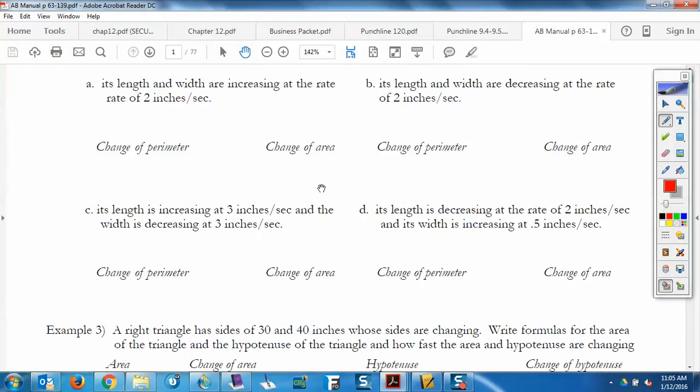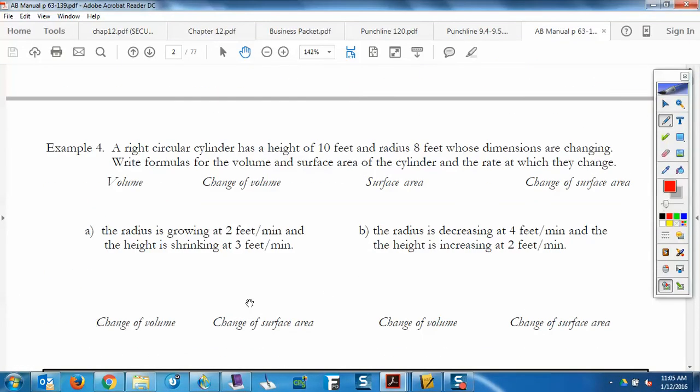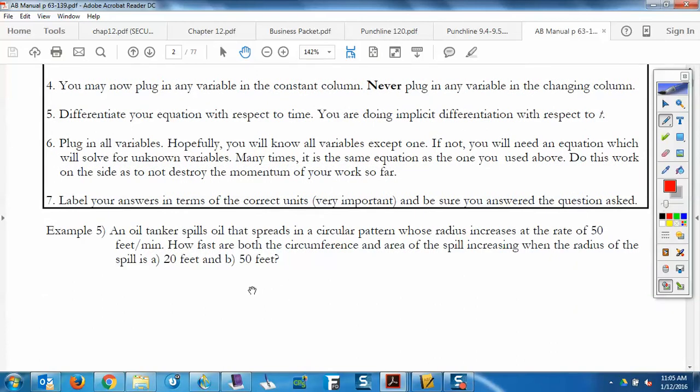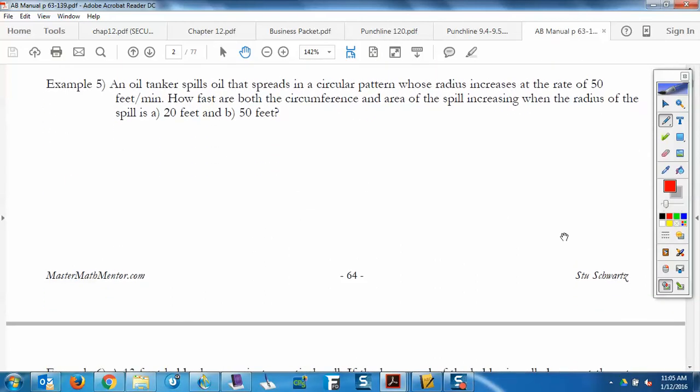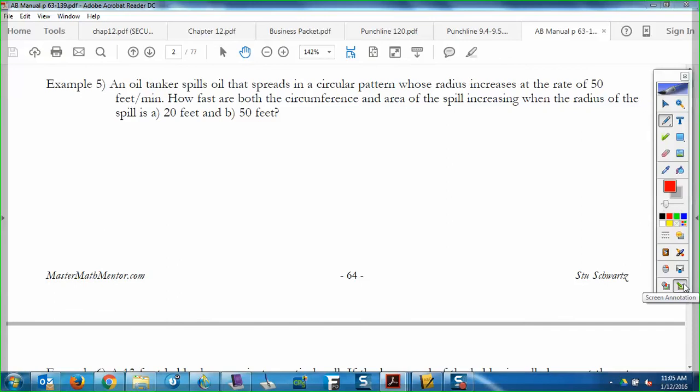All right, let's take a look at an example problem from scratch, okay? All right, so you might want to jot this down in your notes. So what would a problem look like from the get-go? An oil tanker spills oil that spreads in a circular pattern, and the radius is increasing at the rate of 50 feet per minute. How fast are the circumference and the area of the spill increasing? And let's just do part A.